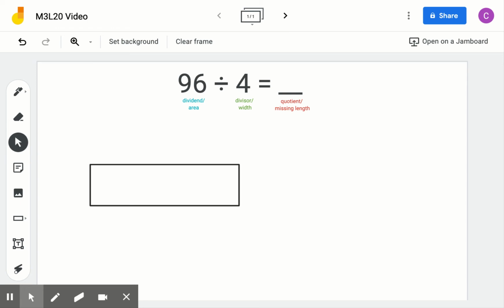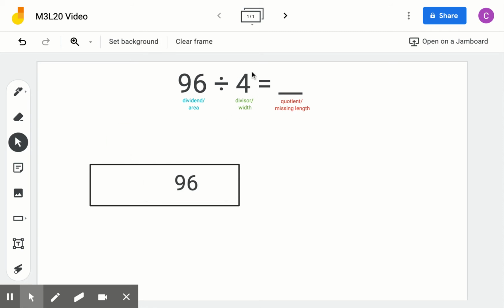Today we're going to solve division equations using the area model and number bonds. Let's use this example, 96 divided by 4. We know that 96 in a division sentence is the whole number. We call it the dividend. And if we're using the area model, we know that the whole number is the area of this rectangle. So I'm going to label that 96.